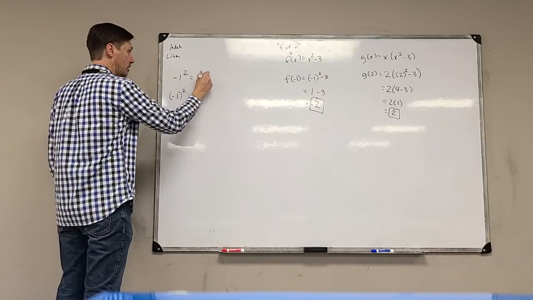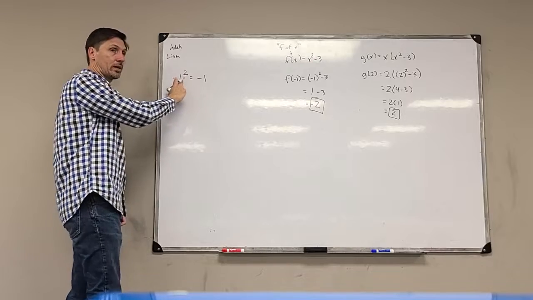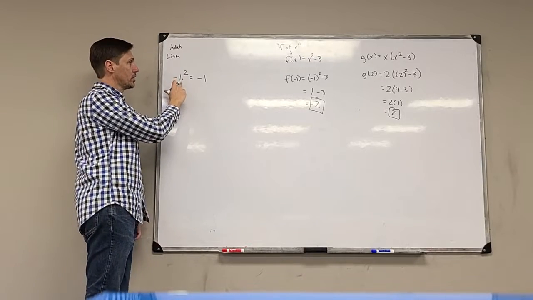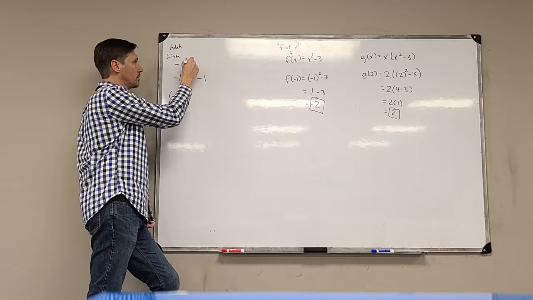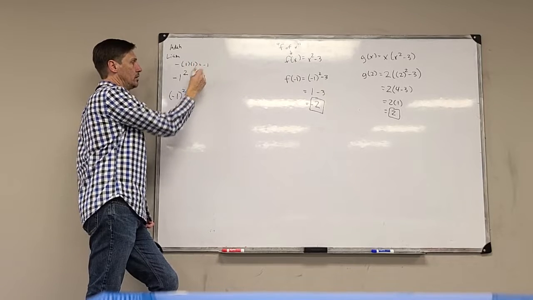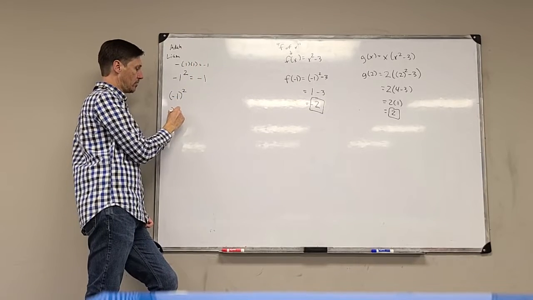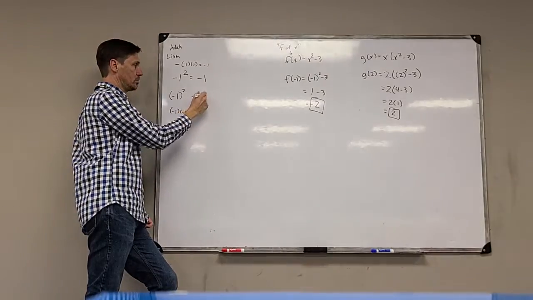That's negative 1, right? Because the square only applies to what's directly to the left of it. So this is the same as negative 1 times 1, which is negative 1. This is the same as negative 1 times negative 1, which is positive 1.